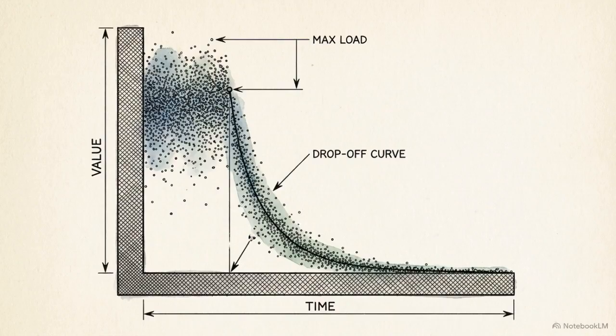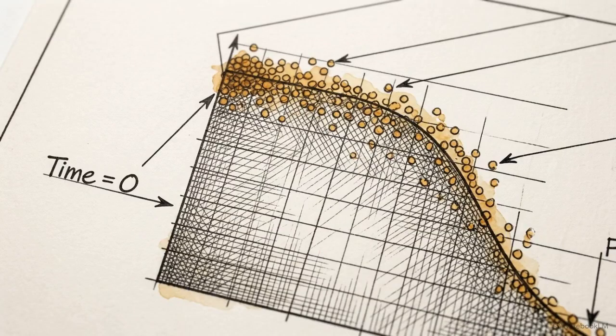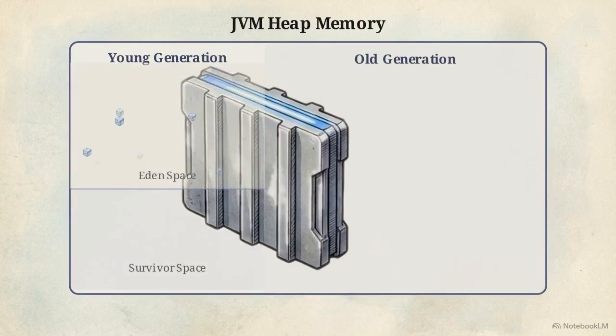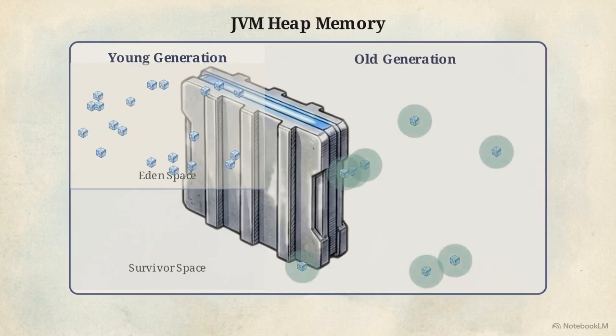This structure is governed by the weak generational hypothesis. Analysis of object lifecycles shows that the vast majority of these objects die almost immediately after their initial creation. To optimize for this, the heap is subdivided into two primary territories, the young generation and the old generation. All new objects materialize inside the Eden subdivision of the young generation. When Eden fills, the JVM triggers a minor garbage collection. Surviving objects are pushed into a survivor space while the rest are cleared. After surviving multiple collection cycles, an object is promoted across the border into the old generation.